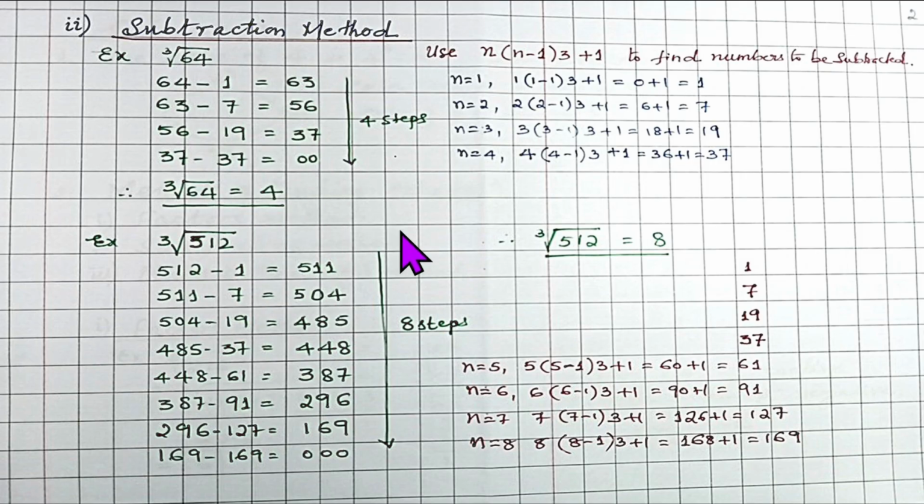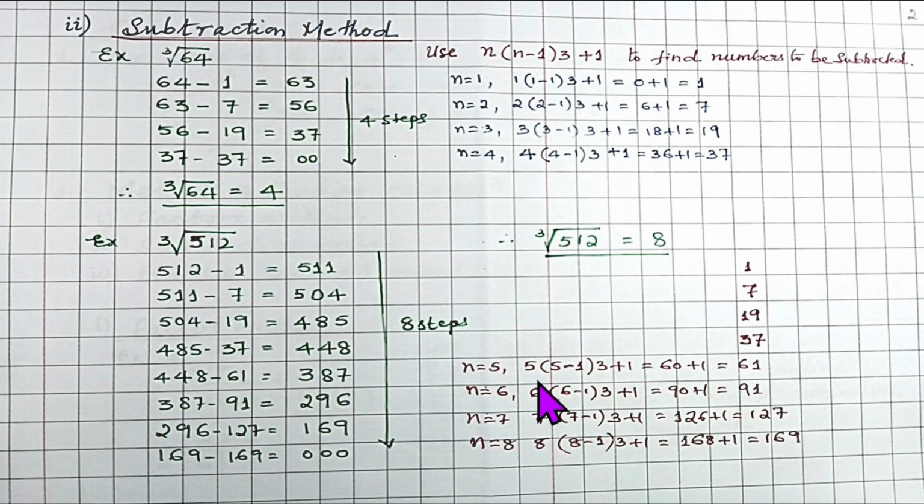Now let us take one more example. Supposing you want to find the cube root of 512. Now I have to start subtracting from 512 the odd numbers. The first odd number already we know is 1, the second odd number is 7, the third odd number is 19, the fourth odd number is 37. So I got 448 here.